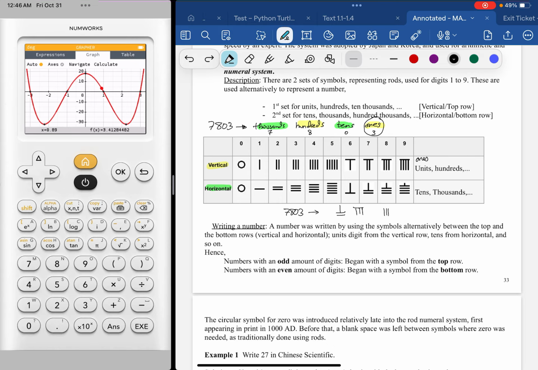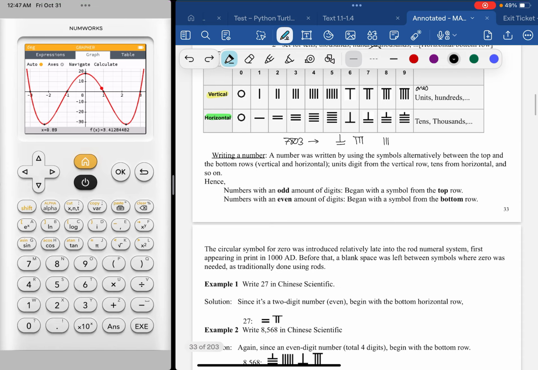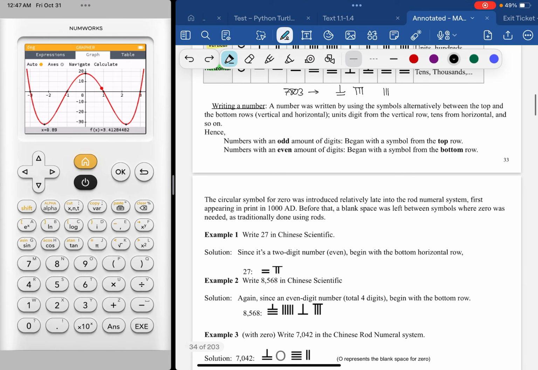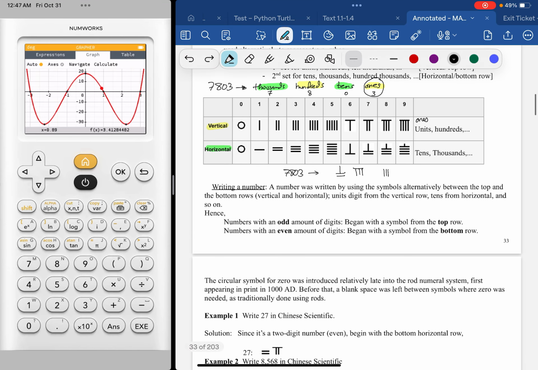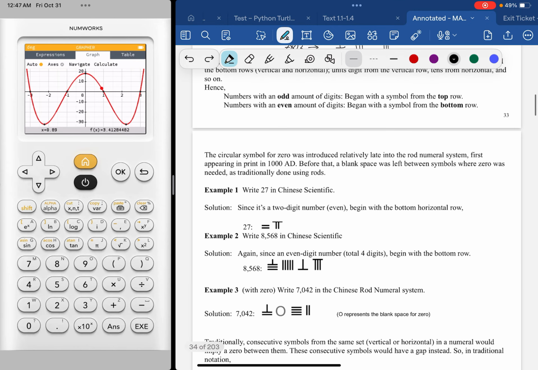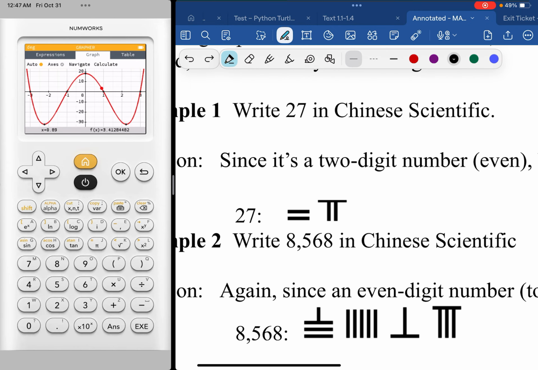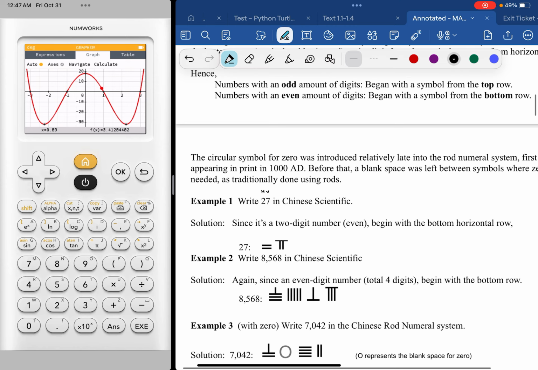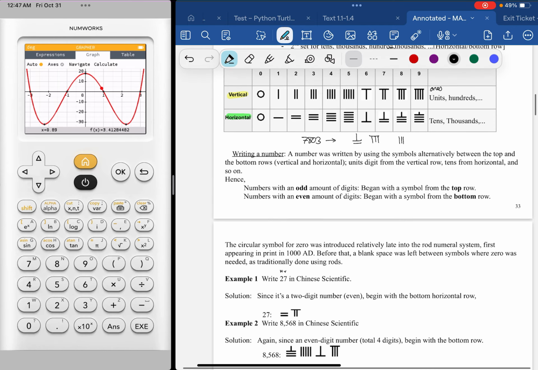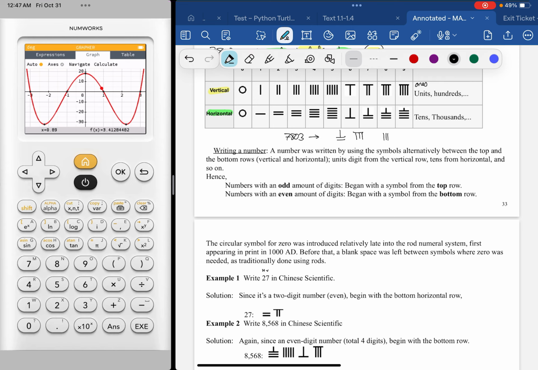But that's really it. This is the number here, right? Including that space. So if I were doing 27 in Chinese scientific, my ones place, again, we start vertical, and what I like to do is just write a V and an H, working from right to left, just to remind myself, this is from the vertical set, this is from the horizontal set. And that's not to say that I have any of this memorized. It's really just I want to know where in the table to look for the correct information.